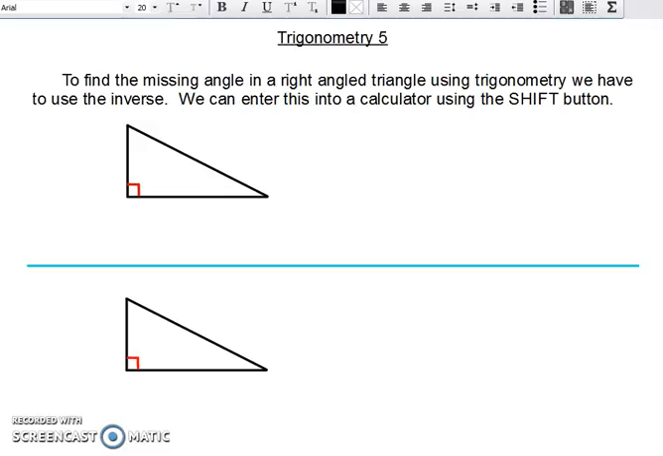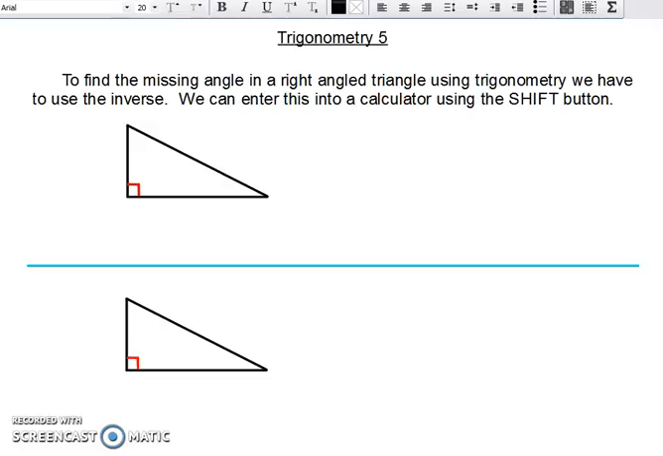To find the missing angle in a right angled triangle using trigonometry, we have to use the inverse. We can enter this into a calculator using the shift button. Now then, sine, cosine and tangent all have an inverse, and depending on which formula we're using, that'll tell us what to inverse. And like I say, you find it on a calculator by using the shift button.